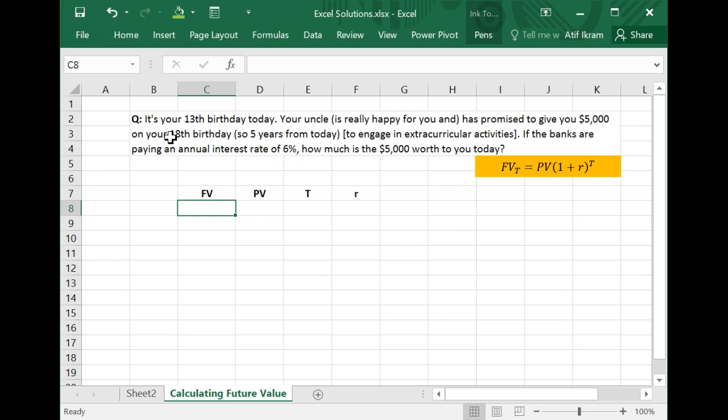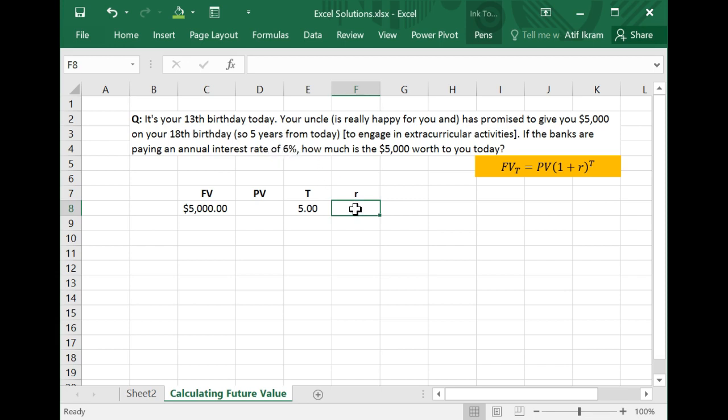So let's suppose that it is your 13th birthday and your uncle is feeling really happy for you, and he says, look, I promise that I'll give you $5,000 on your 18th birthday, which is basically 5 years from today. So in the future, 5 years from now, you're going to get $5,000 from your uncle. This means the future value is 5,000, and it's 5 years out, so T is 5. Let's suppose that the banks are paying an annual interest rate of 6%, so you know that R is 6%.